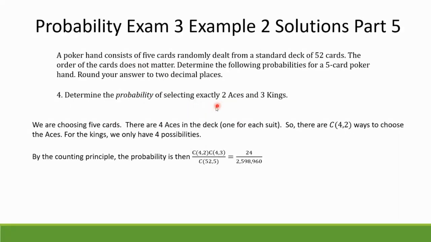Well, for the 2 aces, we know there are 4 aces in the deck. So how many ways could we get the 2 aces? This is how, C of 4, 2. Now for the 3 kings, there are 4 kings in the deck. How many ways could we get the kings? It's really the same idea, except instead of a 2, you have a 3 here. So C of 4, 3. By the counting principle, the total number of possible 5-card poker hands with 2 aces and 3 kings would be C of 4, 2 times C of 4, 3.